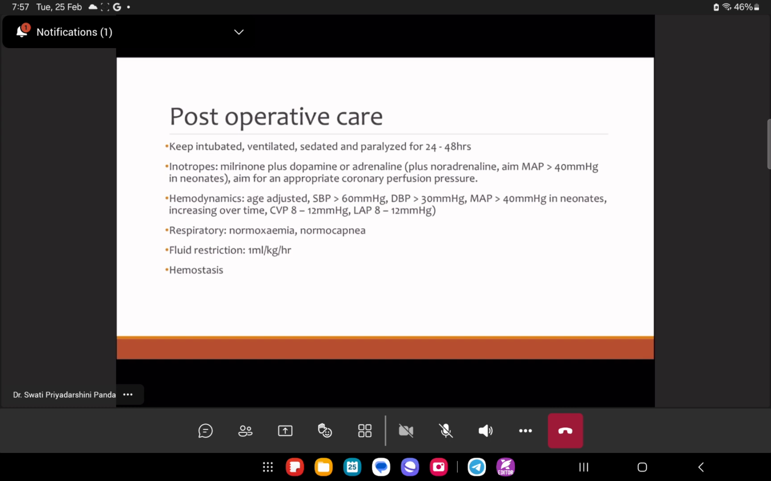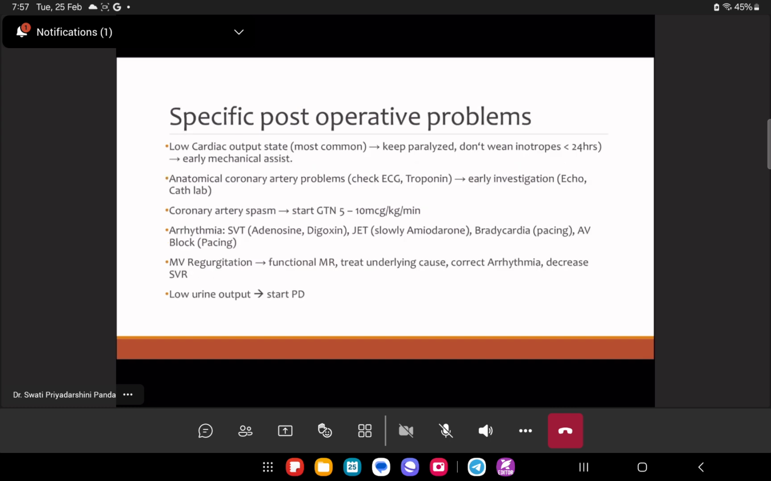Respiratory wise, normoxemia and normocapnia are to be maintained, with fluid restriction in neonates and infants of 1 ml per kg per hour, and proper hemostasis. Specific post-operative problems that occur in these patients: low cardiac output state is the most common. If this happens, keep them paralyzed, and don't stop inotropes in less than 24 hours. Early mechanical assistance if required.